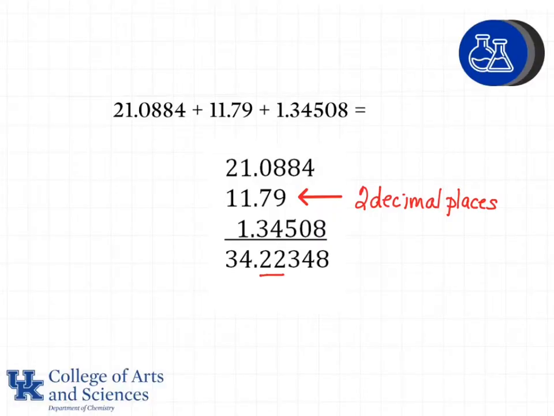So we see that we're going to have 34.22. We're going to look at the 3 to determine whether or not we round up or down. Since 3 is less than 5, we're going to leave that value at 34.22.